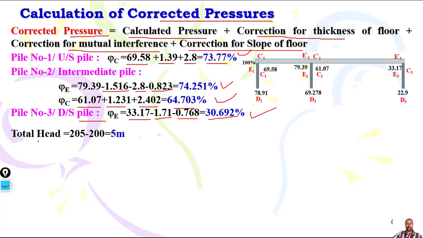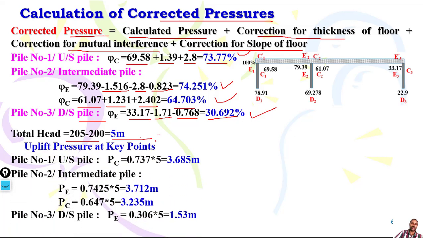So once you compute corrected pressures, let's go to uplift pressure here. So total head will be 205 minus 200, upstream water level minus downstream, we get 5 meters. Then uplift pressure at key points. This is the requirement. So pile number 1 upstream, PC, which is the percentage, we have multiplied by the total head, we get this result.